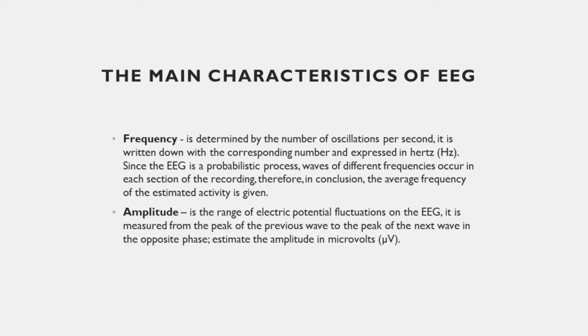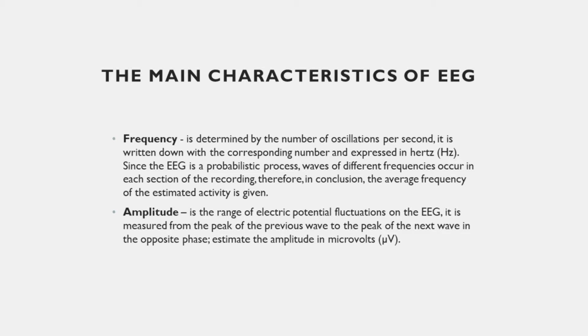Now let's study the main characteristics of electroencephalography. The first one is frequency, which is determined by the number of oscillations per second. It is written down with the corresponding number and expressed in hertz. The second one is amplitude, which is the range of electric potential fluctuations on the electroencephalogram.